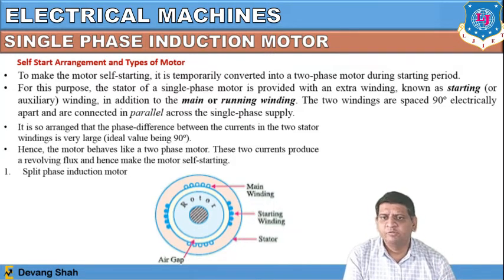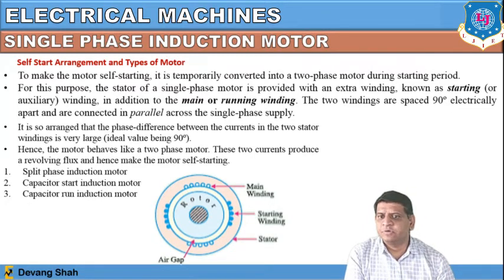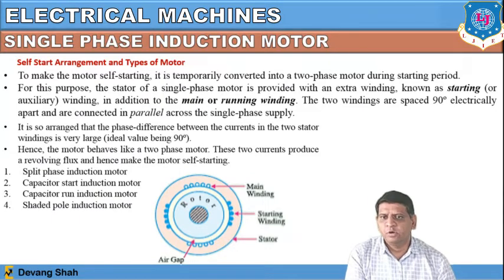Now if we talk about the different types of single phase induction motor, based on the method of providing the initial self-starting torque, there are different types of motor. One type that provides this arrangement is defined as the split phase induction motor. Another type is the capacitor start induction motor, then the capacitor run induction motor, and finally the shaded pole induction motor. So let us discuss them one by one.